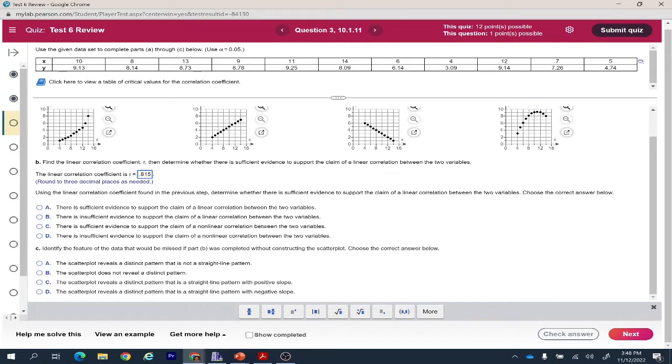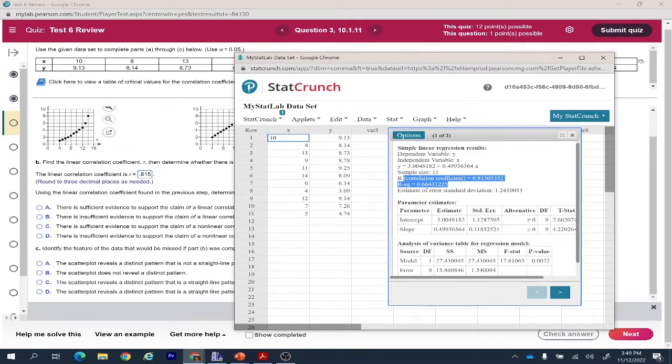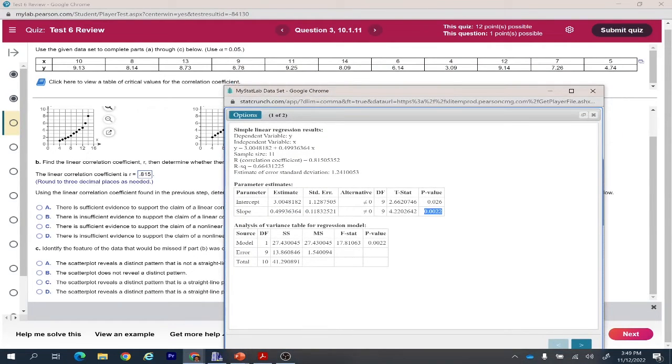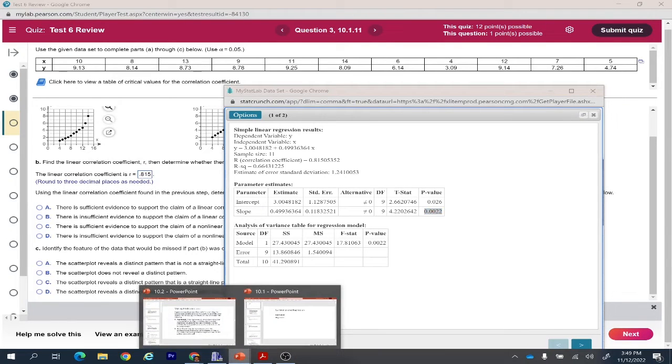Now, using the linear correlation coefficient found in the previous step, determine whether there is sufficient evidence to support the claim of a linear correlation between the two variables. As you can see here, it's close to 1, so it's sufficient. But how do you find that? Here the alpha is 0.05. We can look at this table and you can see that there is a p-value. Always find the p-value by going to the slope row. Here, this row is your p-value, which is 0.002, which is compared with the alpha value. The p-value is less than alpha, and whenever the p-value is less than alpha, it supports the evidence.